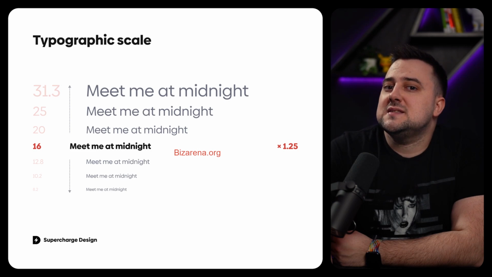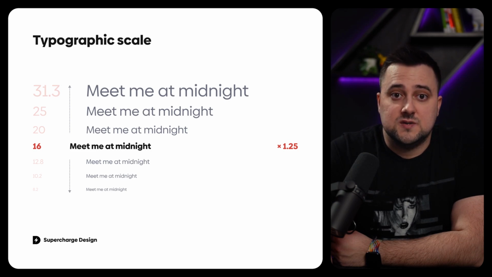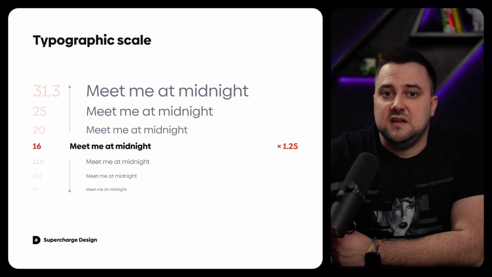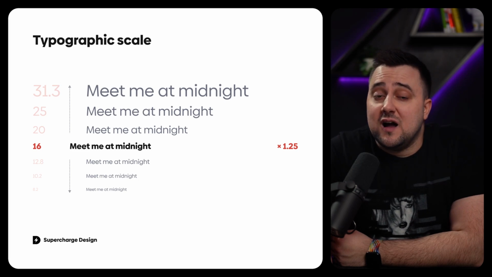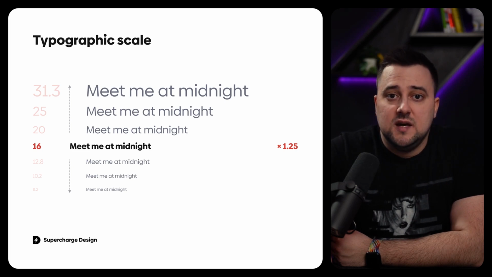Basically, if you have 16 as your base number and you're using the 1.25 scale, the sizes you might use for your project would be 13, 16, 20, 25, 32, and so on. Each new level of typography is proportionally bigger than the previous one.